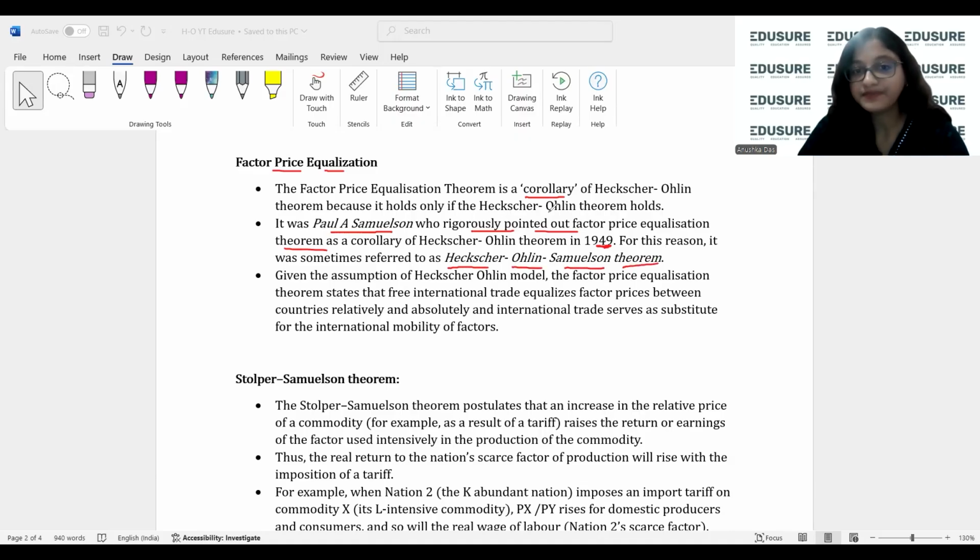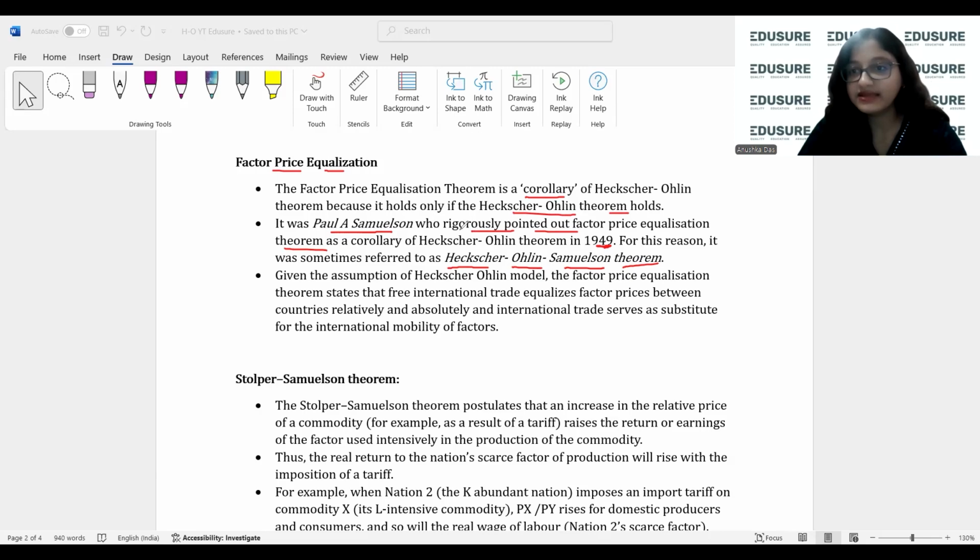For this factor price equalization theorem to hold, you strictly need all the assumptions of the Heckscher-Ohlin model to be valid. That is why it is known as the Heckscher-Ohlin-Samuelson theorem. So only when the Heckscher-Ohlin theorem holds true does factor price equalization hold true.